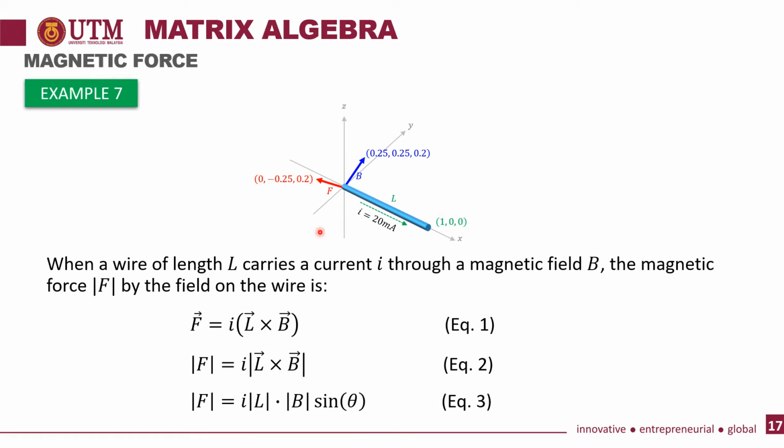You can also use the magnitude of F equals I times the magnitude of L cross the magnitude of B, or you can use the dot product. The force F equals I multiplied by the magnitude of L times the magnitude of B times sine theta. So you have these two options, equation number 2 or equation number 3. If you want to use a cross product, you can use equation number 2. And if you want to use a dot product, you can use equation number 3.